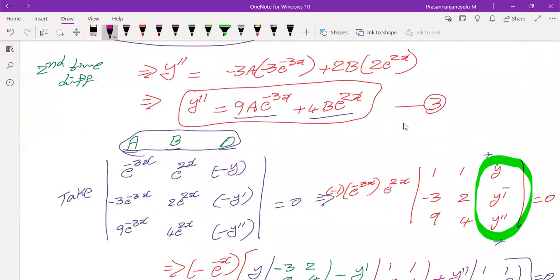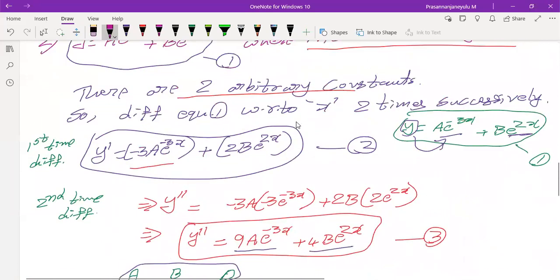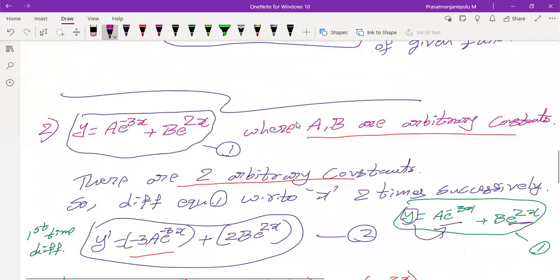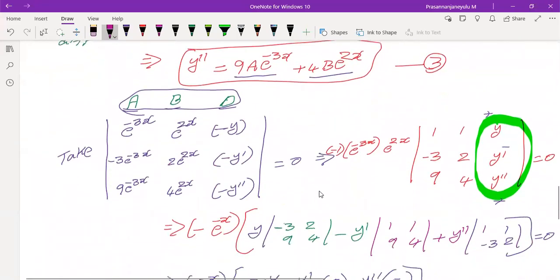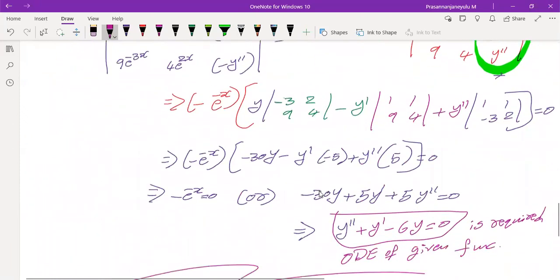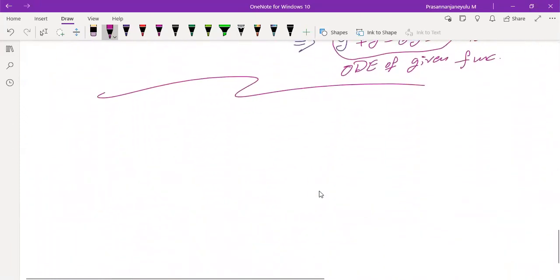When we have to follow this procedure, we take the determinant of a 3 by 3 matrix equal to 0 only when the given function contains only 2 arbitrary constants, and while we differentiate 2 times successively, at least one of the arbitrary constants is not eliminated. In that case we have to do the same process. Clear? Now I'm going to take a little bit critical case.